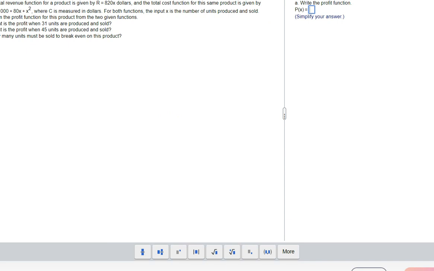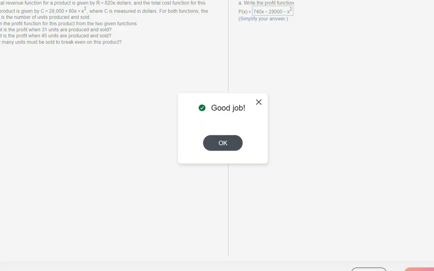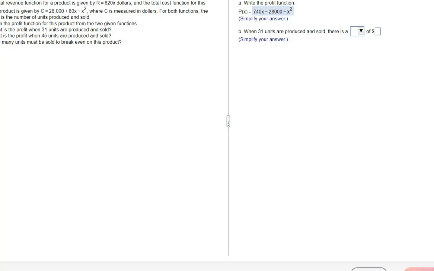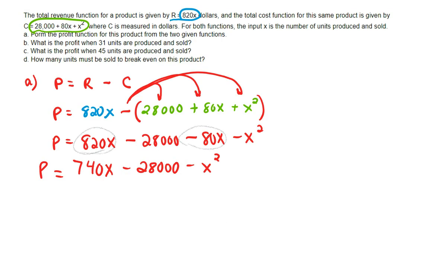So I'm back here at my MyMathLab, and I got 740x minus 28,000. Whoops, one too many zeros. There we go, 28,000, and then minus x squared, and bam. Good job. Okay, and then part B pops up. Let me go back to my drawing here. Okay, and that's part A. And then part B wants to know what is the profit when 31 units are produced and sold.